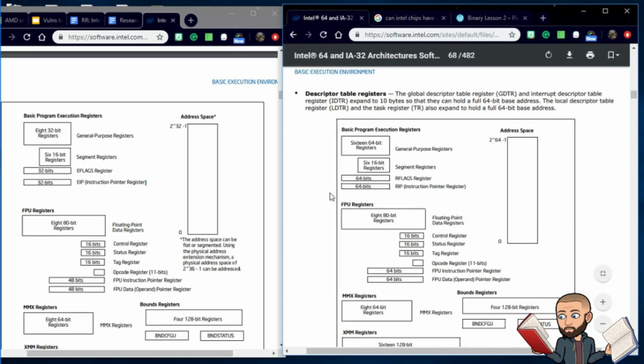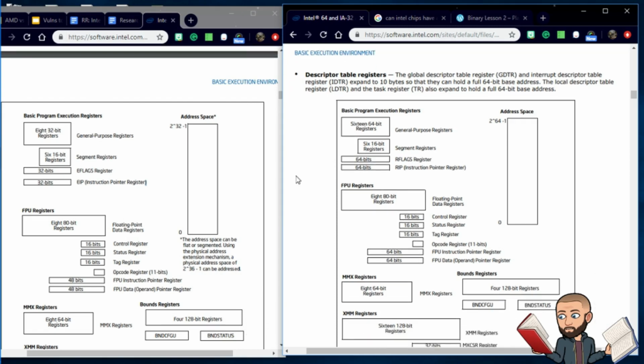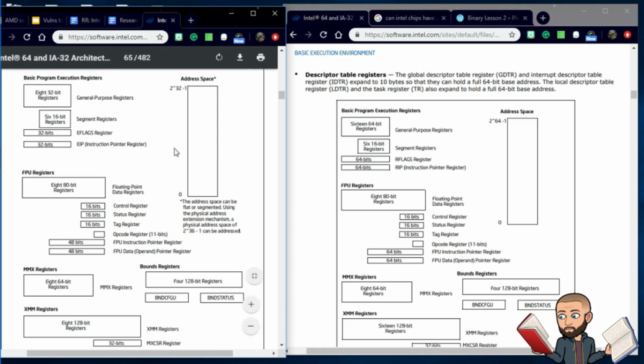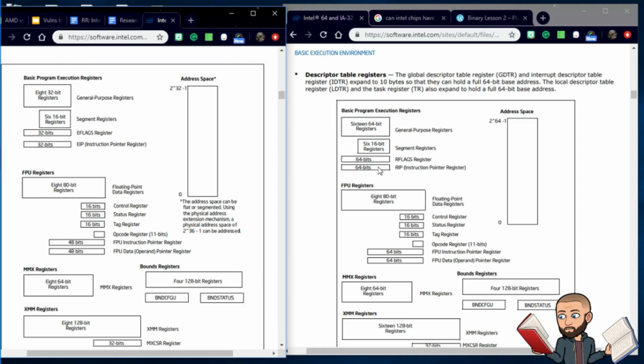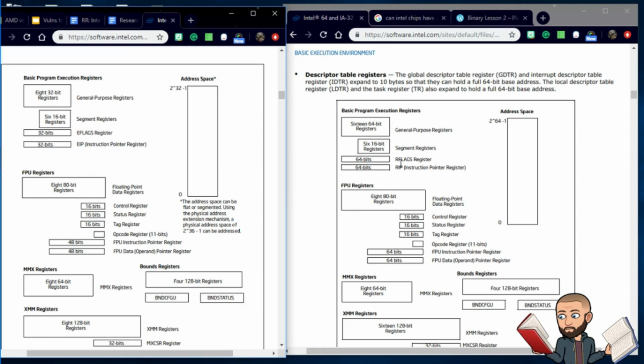So not to get too carried away, let's continue to compare the 64-bit design to the 32-bit design. Looks like the segment registers stayed the same. We got 6 16-bit registers in both. The flags here are called R flags, and this one is E flags, and 32 versus 64, that's pretty easy. The instruction pointer is the same in terms of the difference. EIP versus RIP, which is not rest in peace.